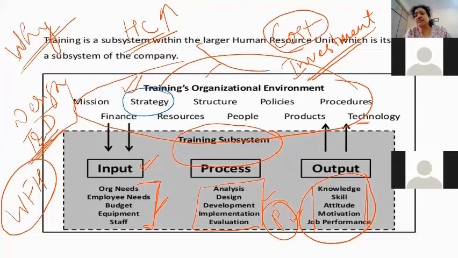So when strategy is not constant, naturally strategy changes, all the other factors will go through a change process. If strategy changes, everything else changes. Therefore, from time to time, training and development processes, methods, and systems have evolved through the past many years. Training and development in a formal way actually started during the Second World War.